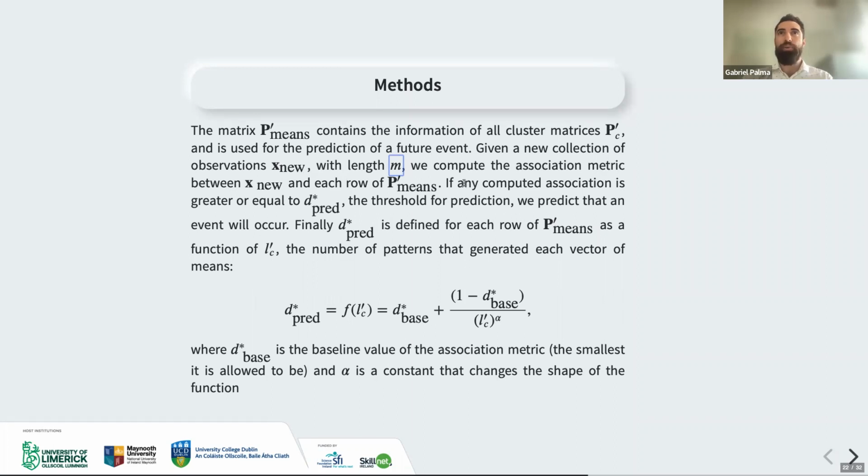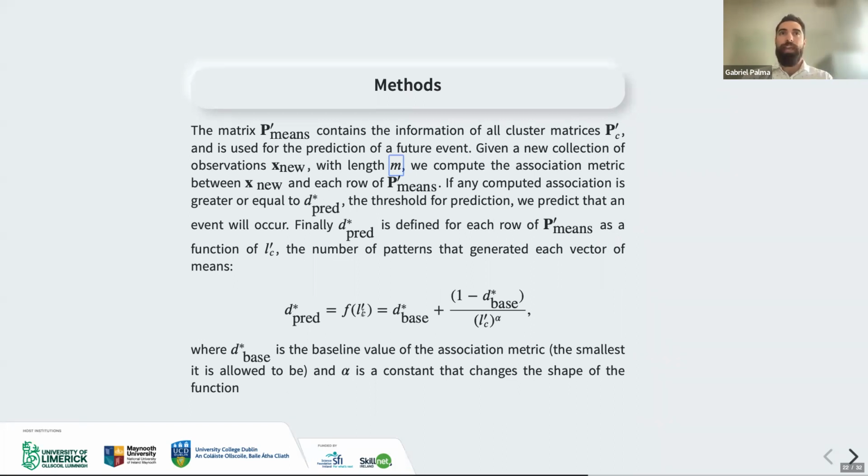So if we basically compute the association that comes from a distance, that association that I mentioned, and this association between each one of the rows from P mains is greater than a certain dpred, we're going to say that we have an outbreak, basically. But now, how can we compute this dpred? So dpred is defined using each one of the P main rows. So basically, as a function of the number of patterns or the number of lines or rows that we have in each P prime C matrix.